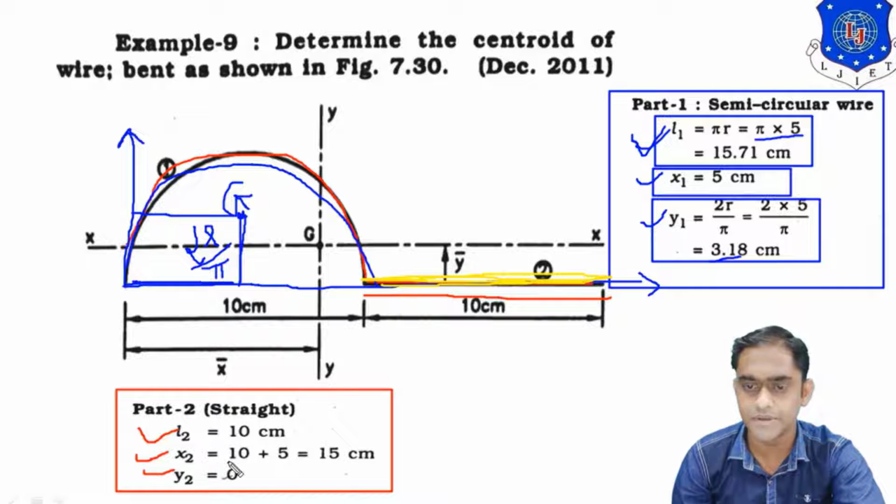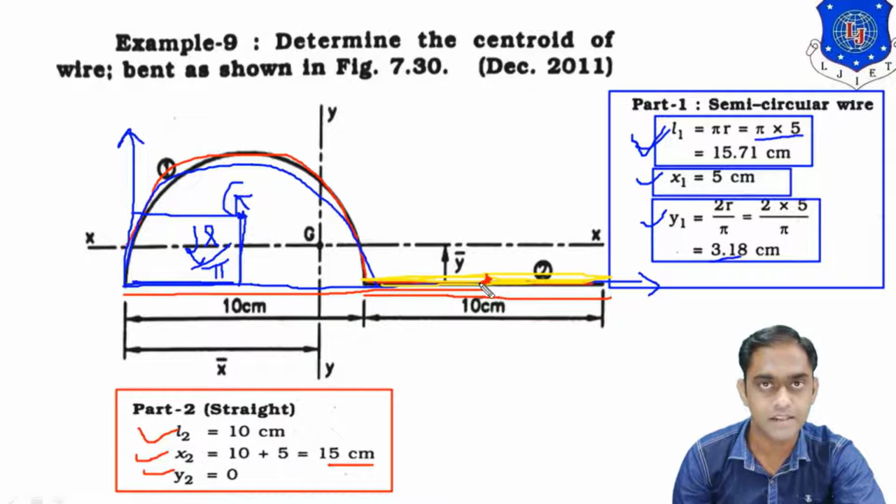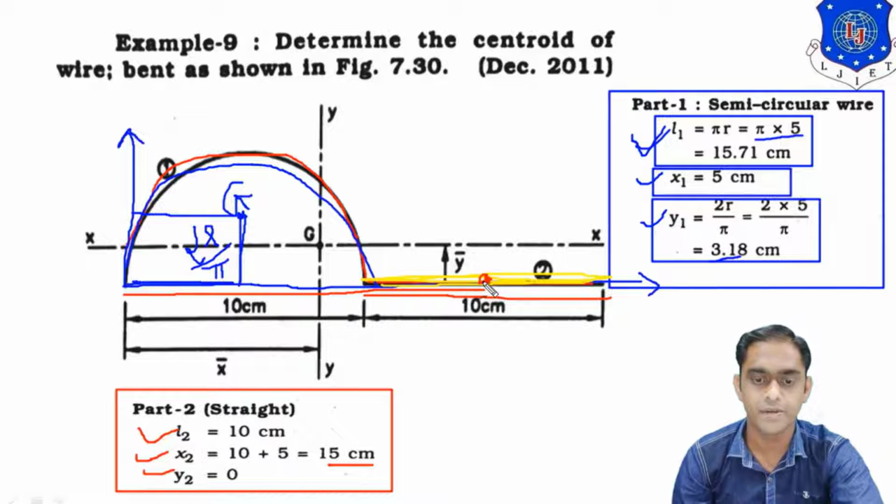It is 10 centimeter. And what is x2? So x2 means what? It is the center of gravity of this line, which is at the midpoint. Now finding the coordinate from y-axis, this distance is 10 centimeter and this distance is 5 centimeter. Total will be 15 centimeter. Now what is y2? CG of this particular part is resting on x-axis itself. So y2 means y coordinate of this particular CG will be equal to 0. So these are the two calculations of part 1 and part 2.